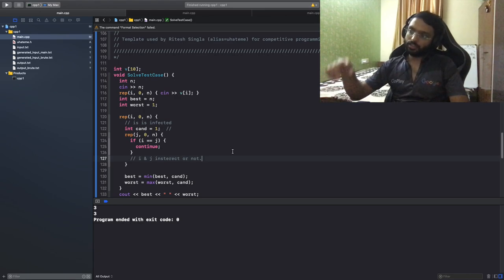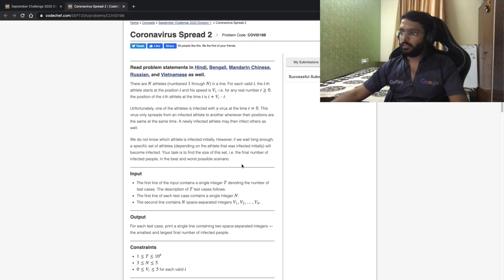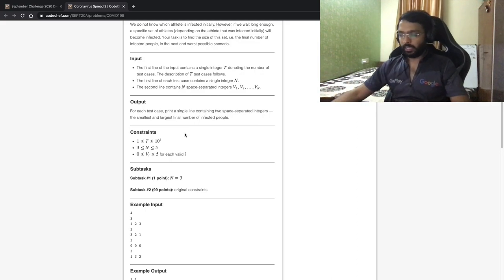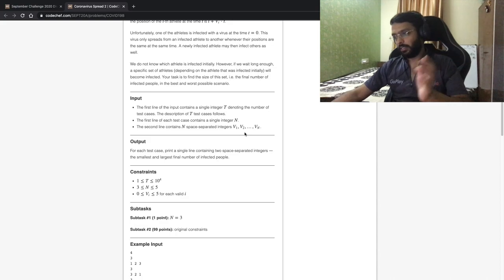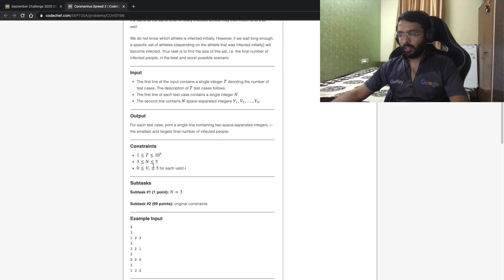But what would happen if j infects someone else after this time? It should not be before, it should be after, right? I see what the issue is over here. The newly infected athlete may then infect others as well. So instead of doing this, we can simulate what would happen at every time: at time t equal to 0, what happens, then t equal to 1, then t equal to 2, and so on. Then maybe we can look into the worst case time till someone might get infected.